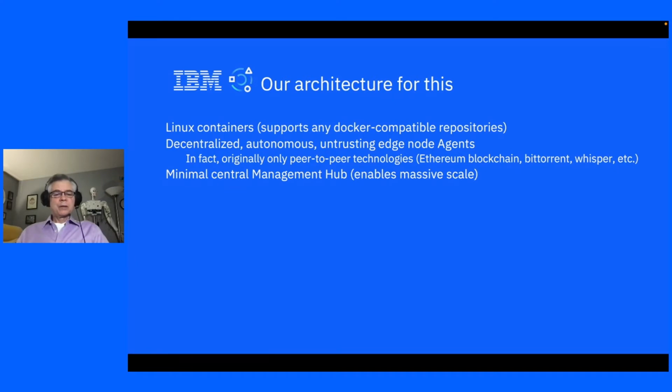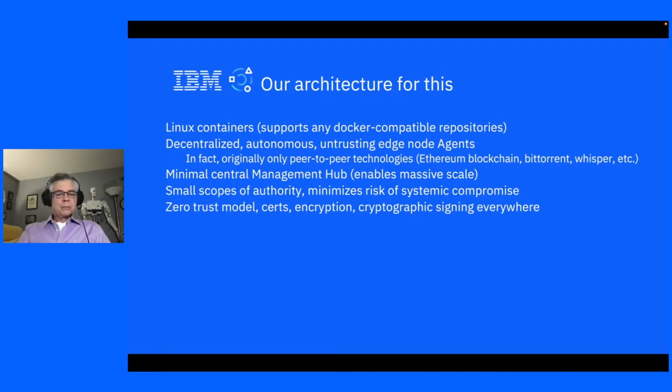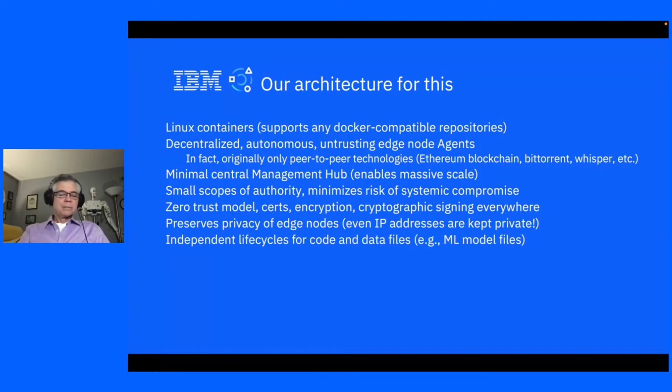We have a minimal central management hub to enable this scale, but we kept the idea of decentralized design and untrusting agents. So every component has a very small scope of authority, and this minimizes the risk of any kind of systemic compromise like a botnet. The zero trust model with certificates, encryption, and cryptographic signing is everywhere in our solution. We also preserve the privacy of the edge nodes. Even the IP addresses of the edge nodes are kept private for most of the components in the system.